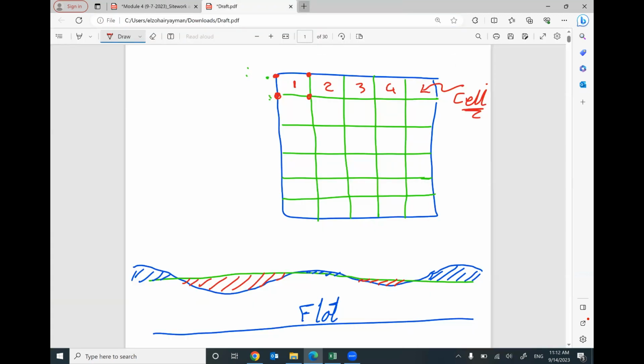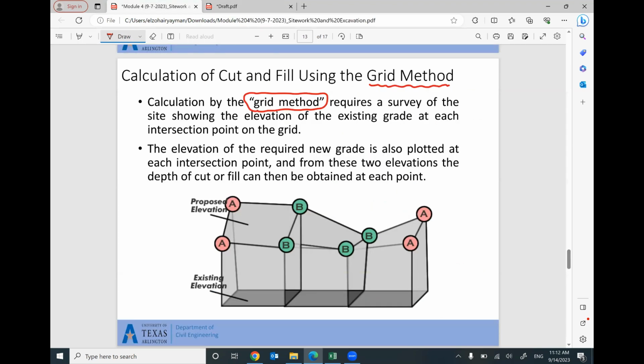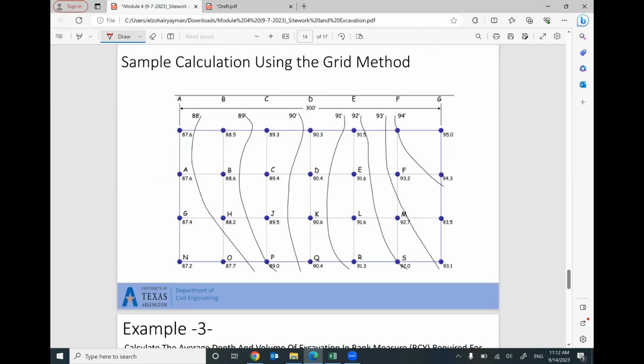So the surveyor will tell you what is the elevation at each corner. And I will repeat this process at each corner of your cells. So the final answer will be something like this. The surveyor will tell you what is the elevation of this corner, what is the elevation of this corner, what is the elevation of this corner, and this one, and so on. Does that make sense?